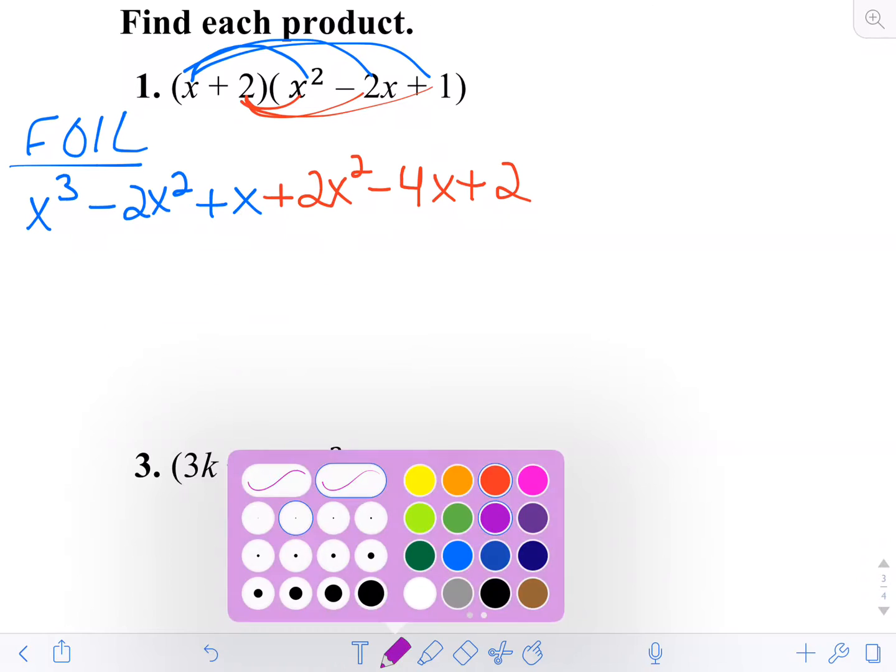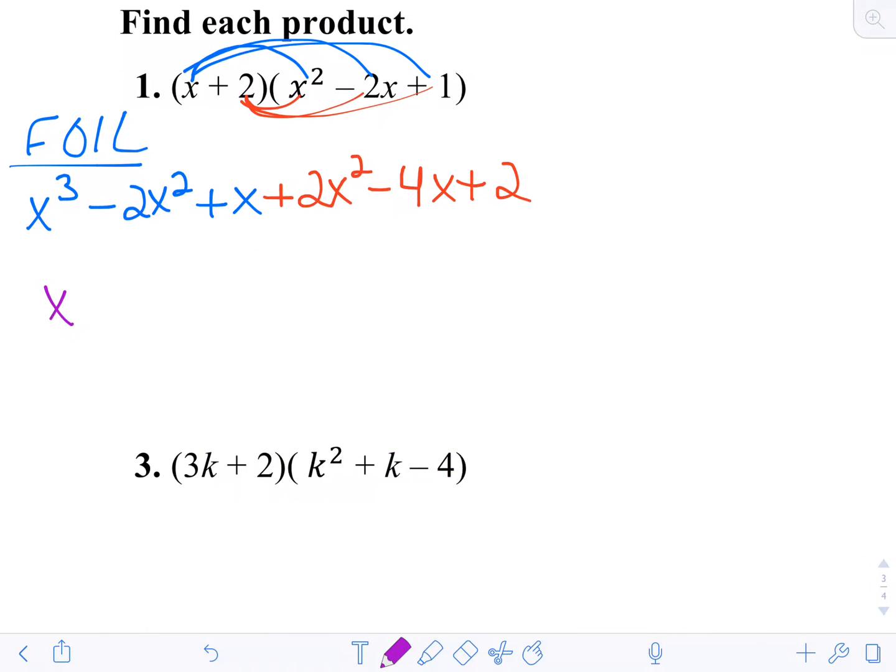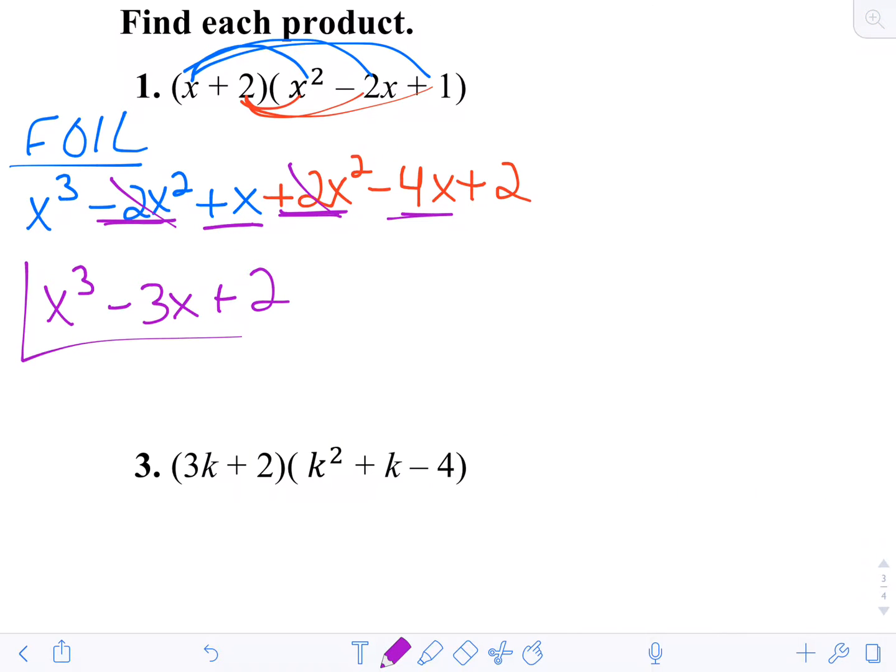And then combine like terms. So I have x cubed, no other x cubes. I have this negative 2x squared and the positive 2x squared, so those cancel each other out. So those are gone. Then we have a positive x and a negative 4x. So we have negative 3x, and then we have a plus 2 hanging out back.